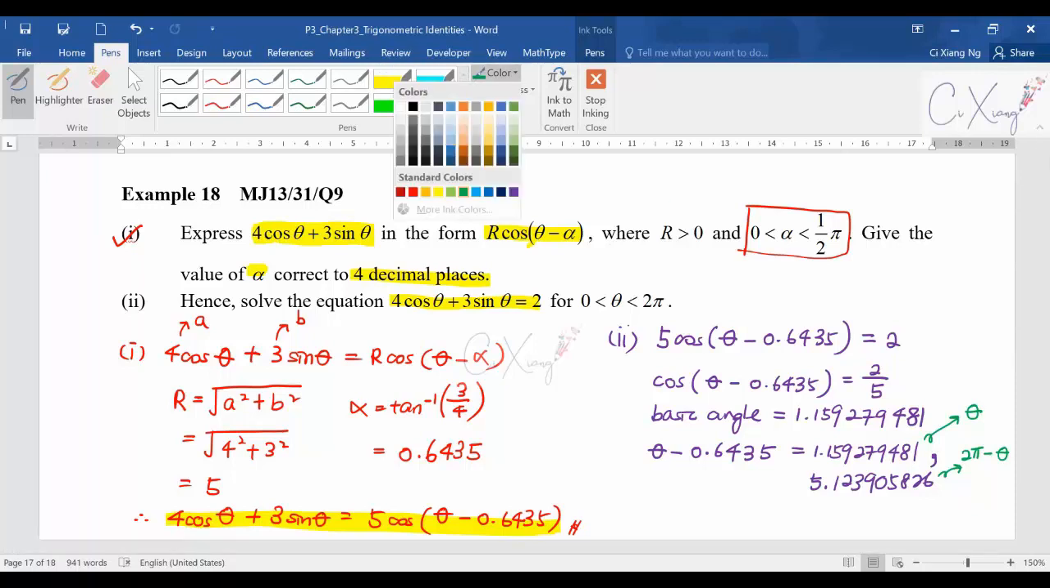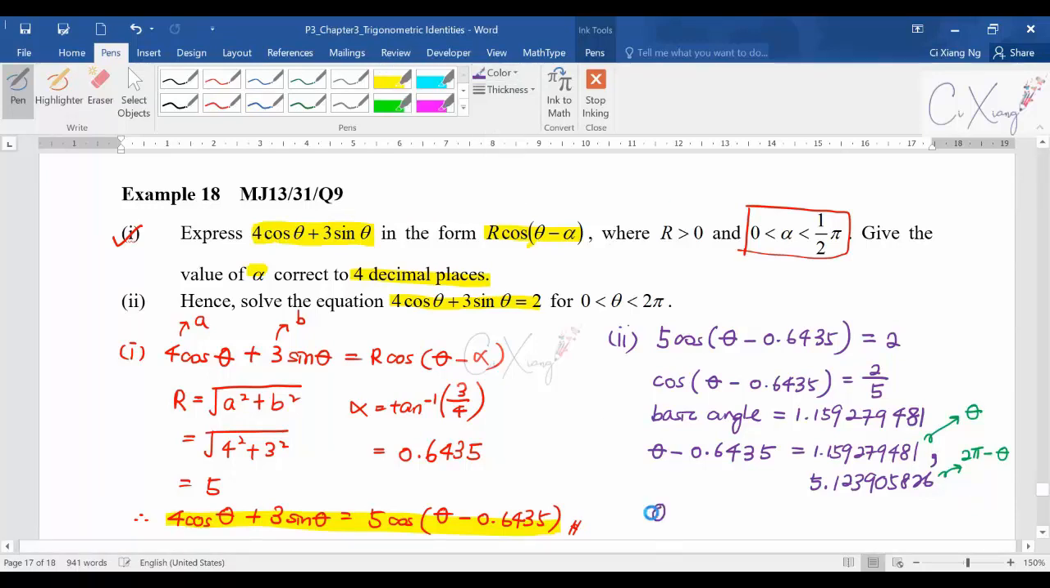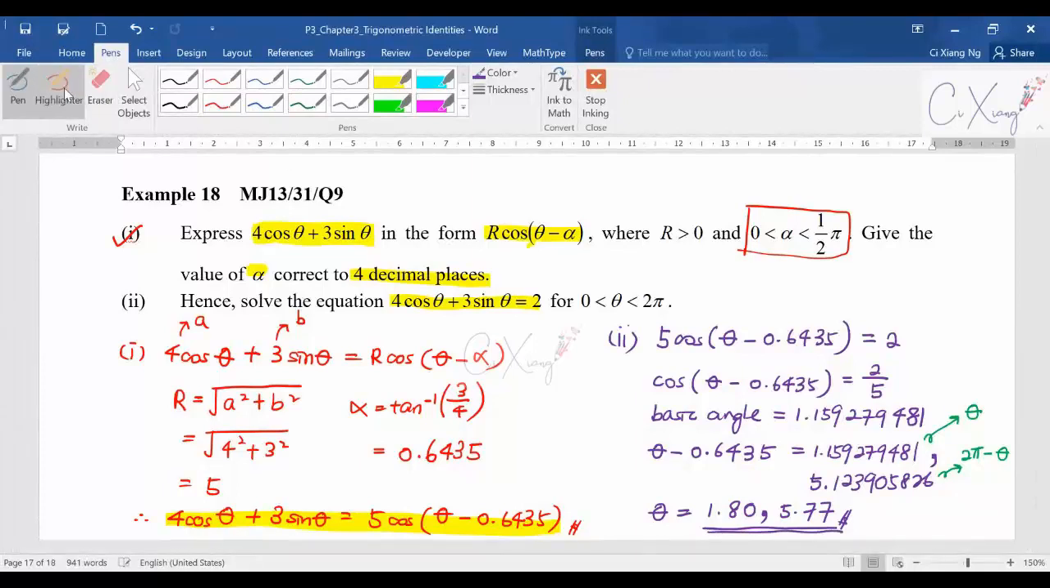After that, how can you get the final answer for theta? You need to bring the negative 0.6435 over. When you bring it over, you can simplify your final answer into 3 significant figures. If you didn't do any careless mistake, you should get 1.80 and also 5.77 as your final answer. The final answer should still be in 3 significant figures. They only request alpha in 4 decimal places, but they didn't mention anything about the final answer, so as standard, you need to keep it in 3 significant figures.